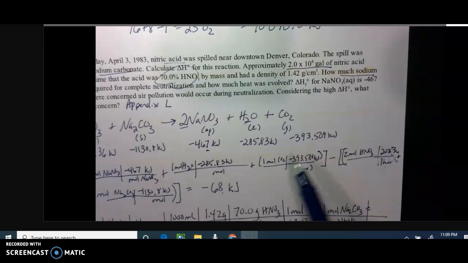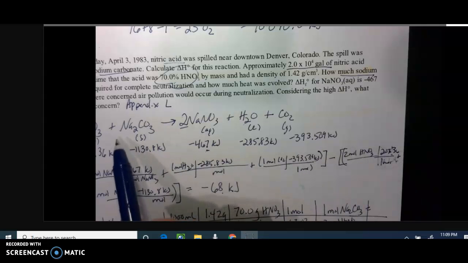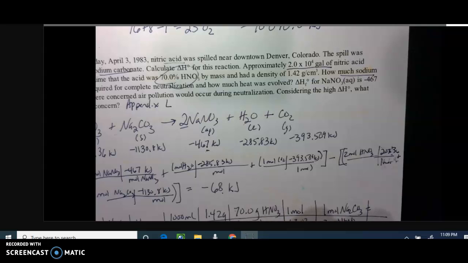Okay. And then I'm going back to my delta H for this reaction and the stoichiometry of this reaction. So for every 1 mole of sodium carbonate from that reaction, I'm getting negative 68 kilojoules of heat. So negative 4.1 times 10 to the 7th, or 41 million kilojoules of heat. That is a lot of heat. So a couple concerns.